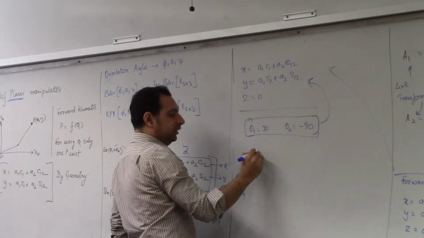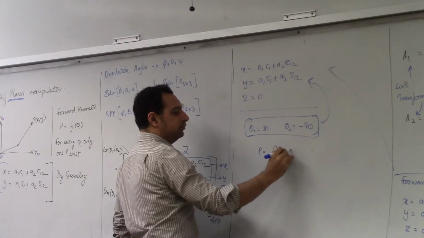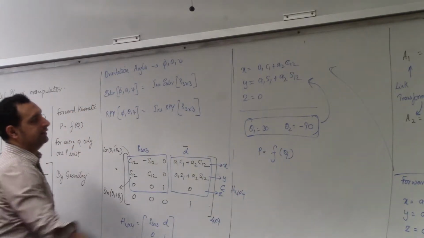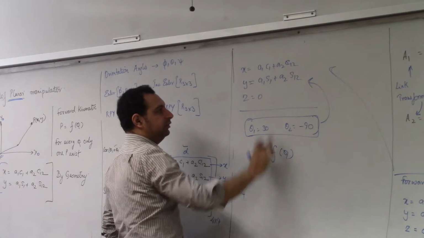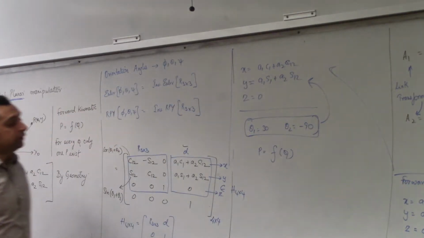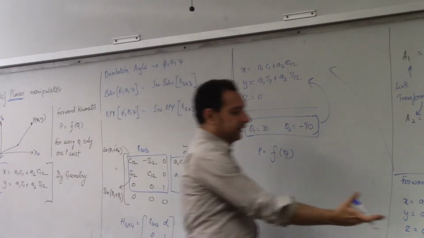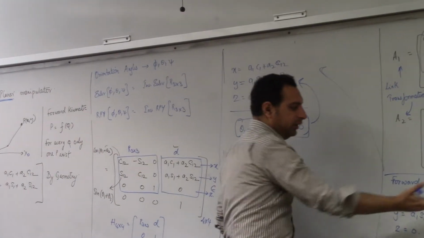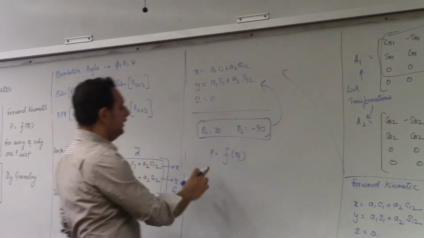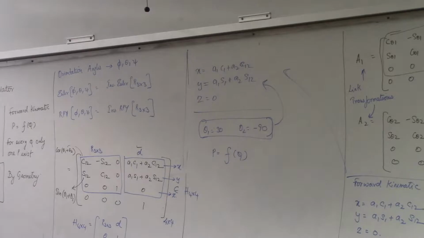So this will give me a relation. I can find PD if I have a function of Q. Okay? This is a function of Q. Q is the set of joint angles, which is theta 1, theta 2, theta 3, and so on. So once I have a relation between the joint angles and the position and the orientation of an end effector, I can easily find it out. So this is your forward kinematic relation.